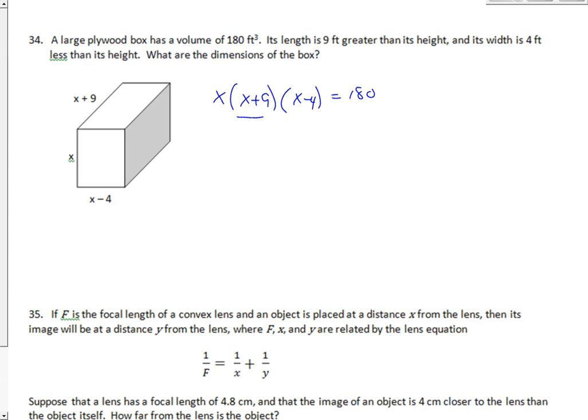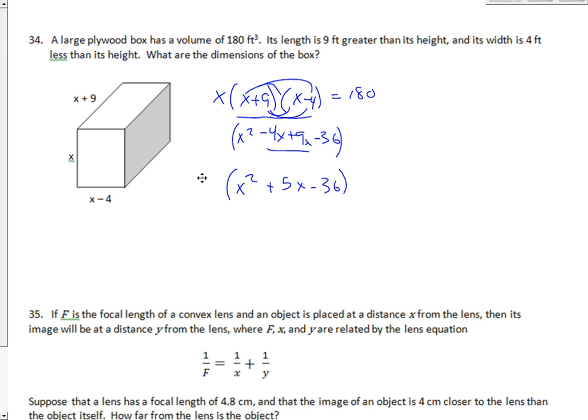So multiply these two out first by using FOIL. So x times x is x squared. X times negative 4, negative 4x. 9 times x, positive 9x. 9 times negative 4 is negative 36. Okay? Negative 4x plus 9x is 5x, so x squared plus 5x minus 36.